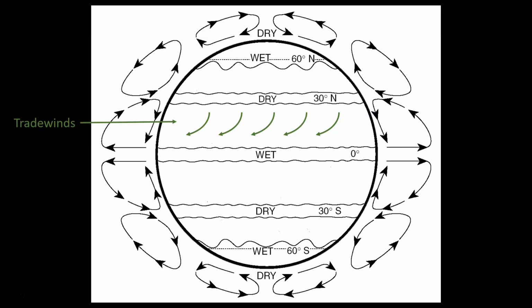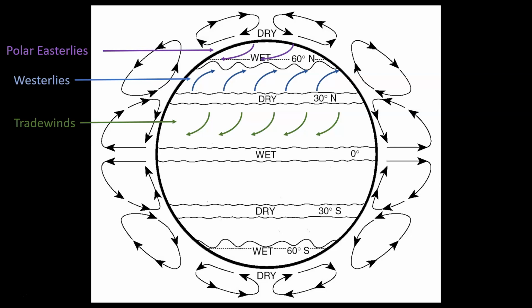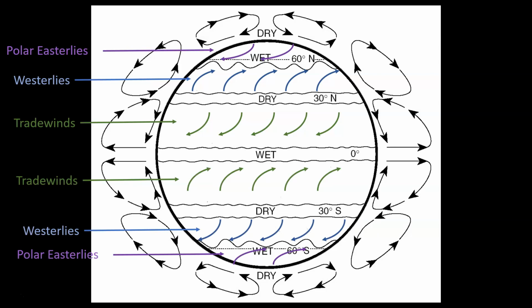At 30 degrees north latitude, some of the air also moves northward. As it does, it curves to the right. These winds are called the westerlies and are what move our weather from west to east. Finally, up north, we have the polar easterlies. These wind belts are mirrored in the southern hemisphere.